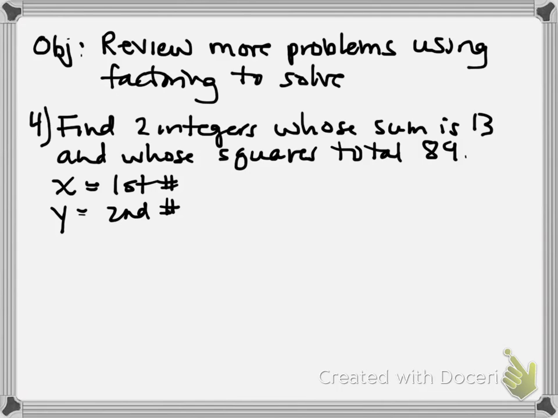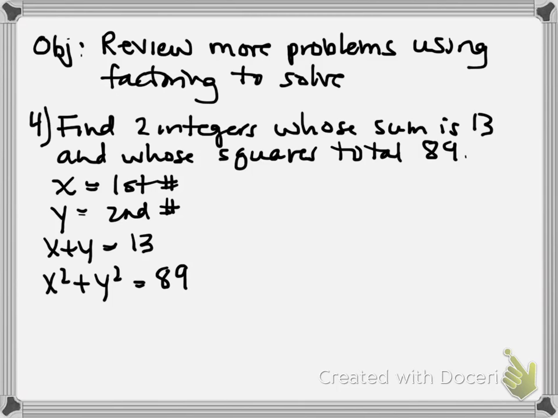So the first sentence says find two integers whose sum is 13. So that says x plus y equals 13. And then whose squares total 89. So x squared plus y squared equals 89. So what do you think we could do to solve this system? What would be a good strategy to use for this one?